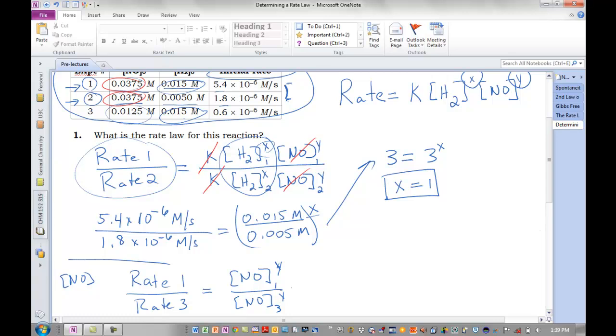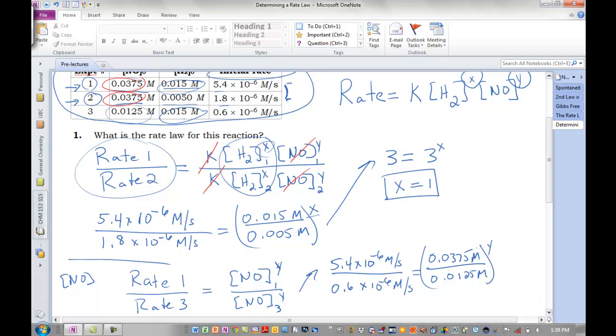That's kind of nice. All right, so let's write in our numbers, and I'm going to write over here to the side so I can keep my table up there. Rate 1 is 5.4 times 10 to the negative 6th molar per second. Rate 3 is 0.6 times 10 to the negative 6th molar per second. My concentration of NO is 0.0375 from experiment 1, and from experiment 3, 0.0125, raised to some power. Remember, it's always the concentration that's raised to the exponent. That's what we're trying to figure out.